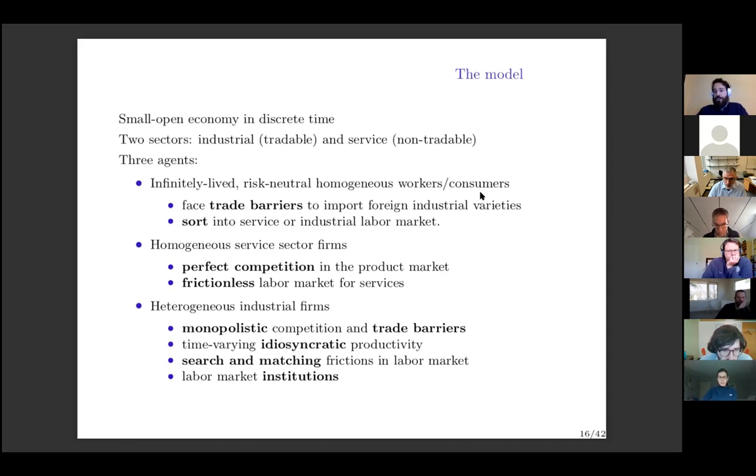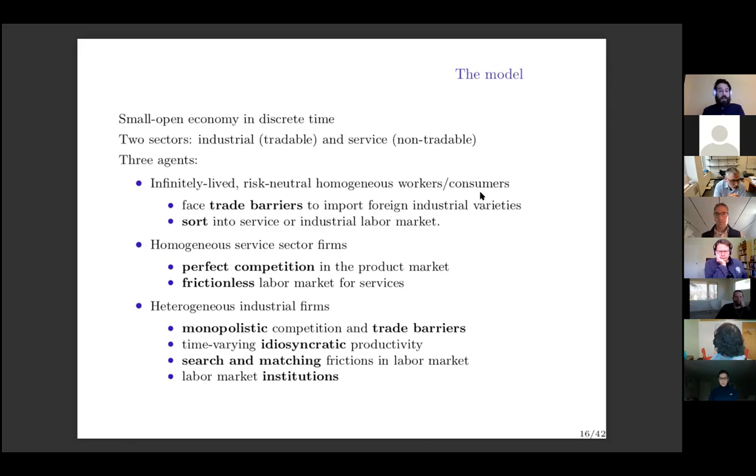There are workers, consumers that are risk neutral, that are homogeneous, they face trade barriers if they want to import goods, they can sort into service and industrial labor market. And there are two types of firms. There are firms in the service sector, they are homogeneous, they operate under perfect competition in the product market, and they face a frictionless labor market for services. So this means that if they want to hire one person, they can do that immediately. They don't face any friction, any cost, any adjustment cost.